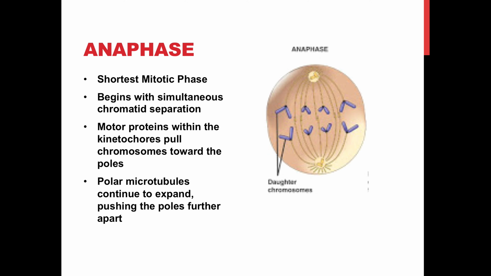All right, so let's just do a quick overview of anaphase, and then we'll move on to telophase. Anaphase is the shortest phase in mitosis. It begins with simultaneous chromatid separation. Once that happens, these sister chromatids become chromosomes. Sorry, not two pairs. Two daughter chromosomes, which are identical. Motor proteins within the kinetochores pull chromosomes towards the opposite poles. Polar microtubules continue to expand, pushing the poles farther apart. And that's why the cell begins to elongate.